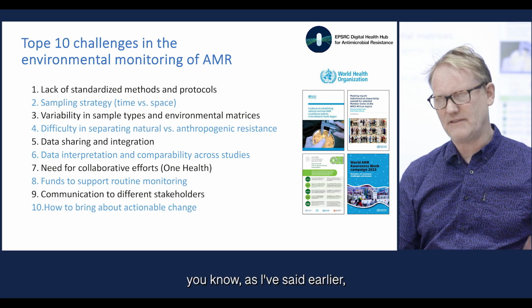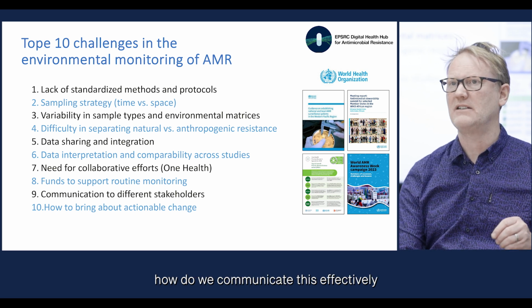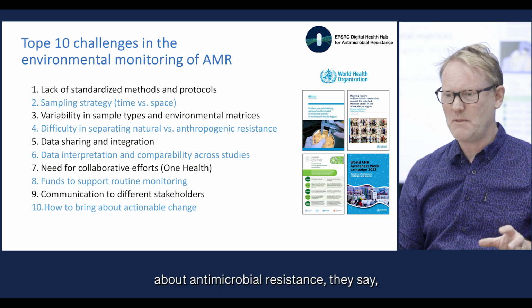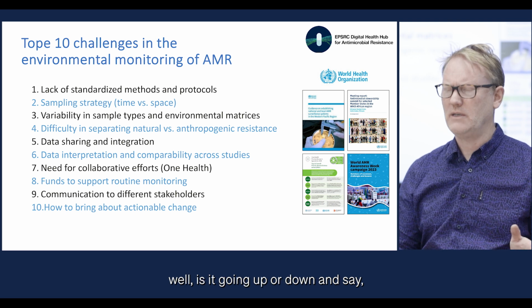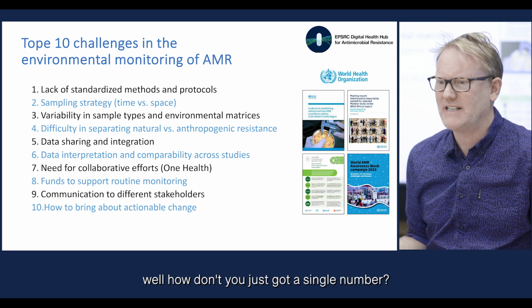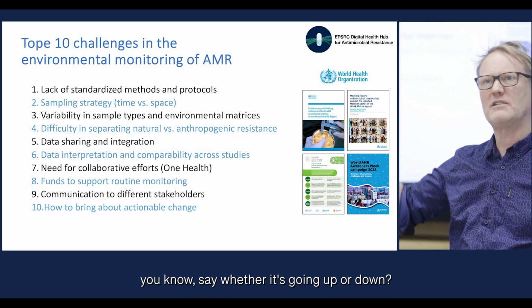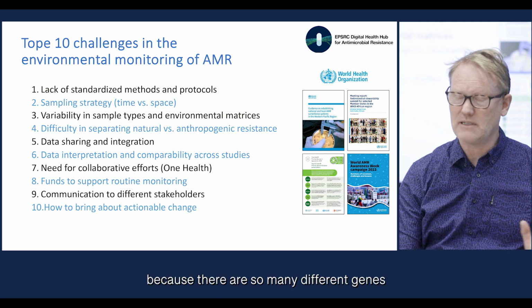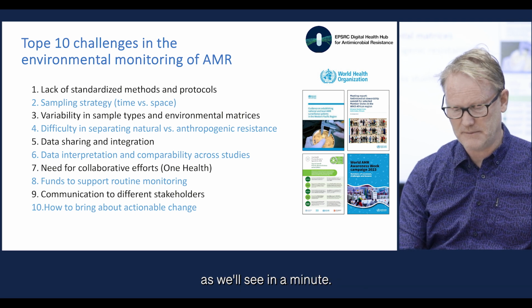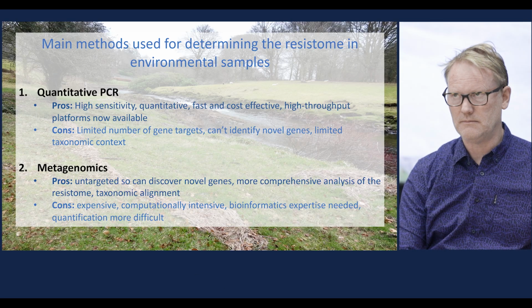And I think, as I've said earlier, one of the biggest challenges I feel is how do we communicate this effectively with the stakeholders? If you talk to them about antimicrobial resistance, they say, well, is it going up or down? And you say, well, it's different for different genes. They say, well, haven't you just got a single number? Can't we just put a metric on this and say whether it's going up or down? And it's not as easy as that because there are so many different genes, as we'll see in a minute. And then ultimately, bringing about actionable change is the problem.